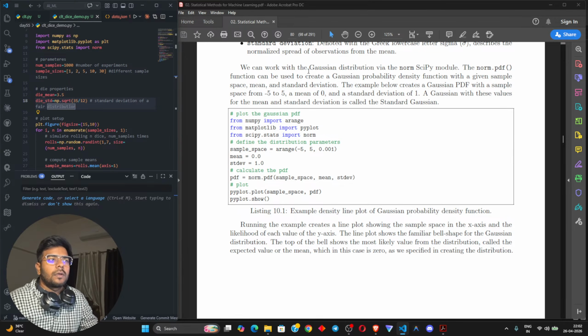क्या करें, we can work with the Gaussian norm SciPy module. The norm function can be used to create a Gaussian probability density function with a given sample space. Mean, standard deviation is Gaussian, with a sample space of 5.